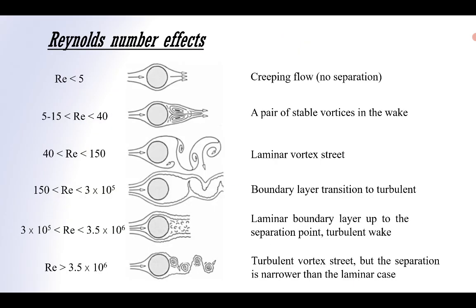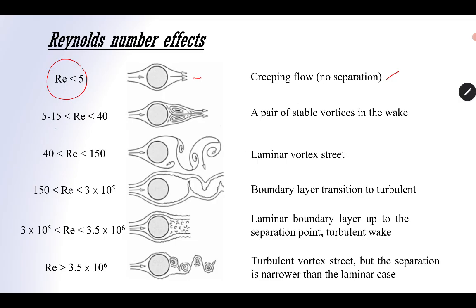What is the effect of the Reynolds number? As I mentioned, let's take the example of flow over an obstacle, in this case flow over a cylinder. When the Reynolds number is less than 5, there is no separation, so it is very much a creeping flow over the obstacle, or over the cylinder.